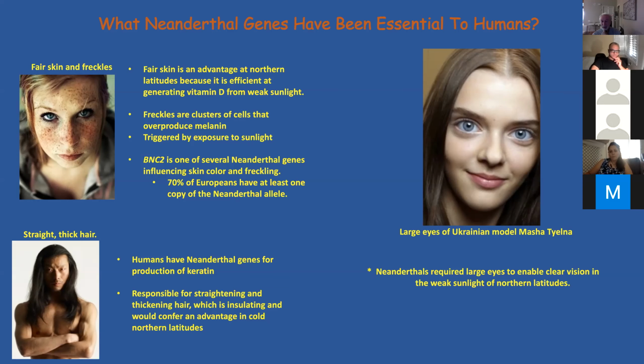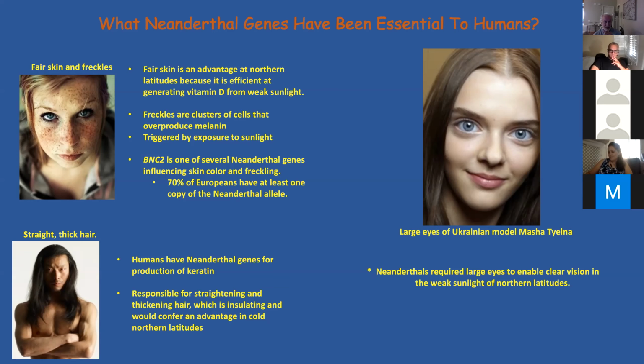Another phenotype is big eyes. Neanderthals required large eyes to enable clear vision in weak sunlight. And here you see a picture of a model from the Ukraine with her very large eyes.